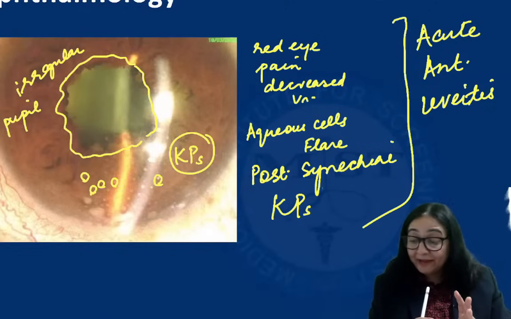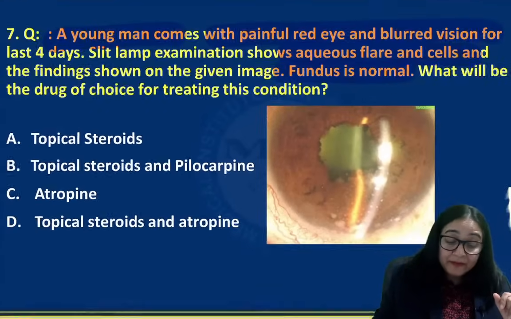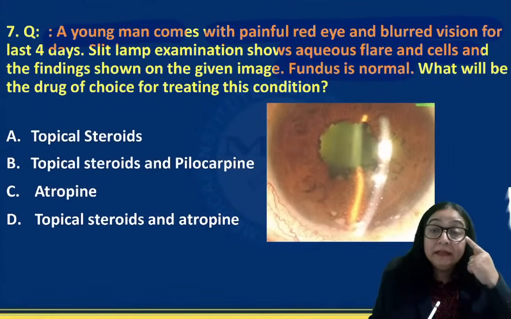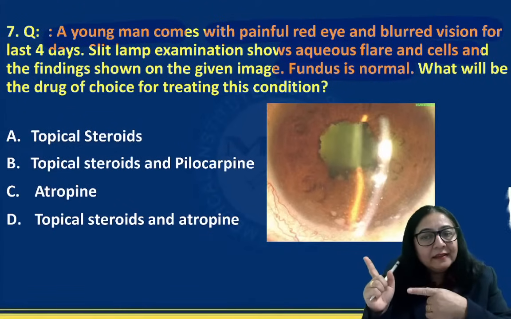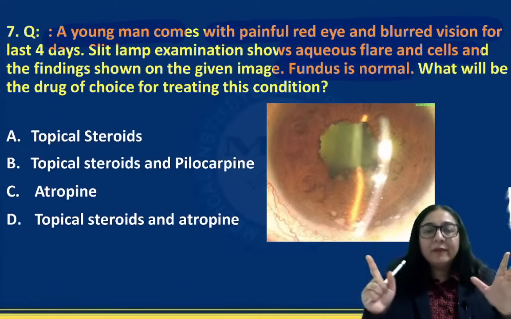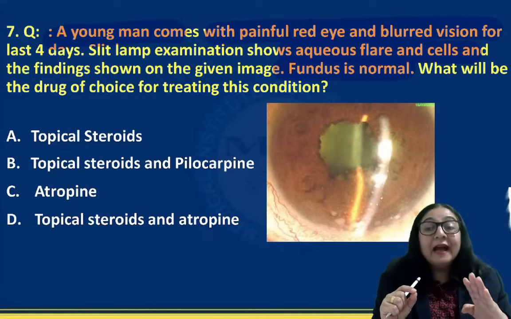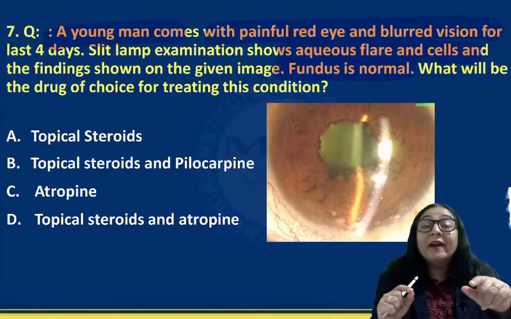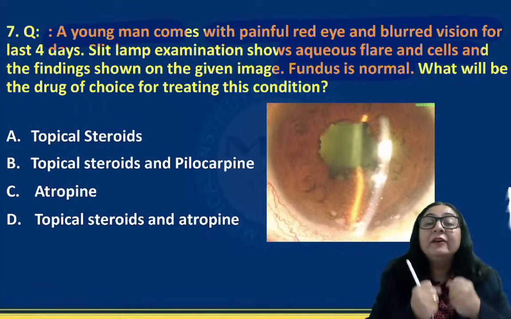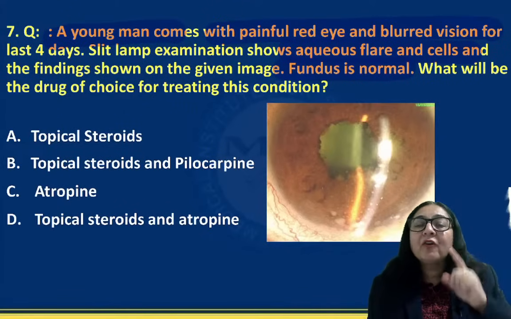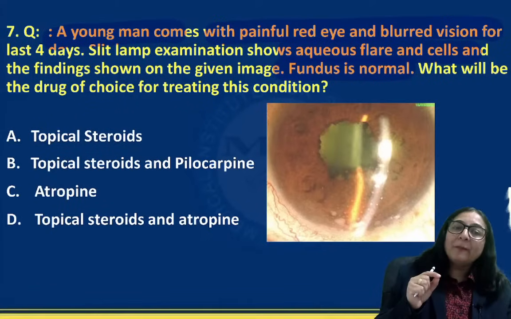Okay. Now coming to the question, what is the treatment, beta? What is the treatment for acute anterior uveitis? It's an inflammatory condition. So why am I saying it is anterior uveitis? Only because fundus is normal, everything else is normal. So here, even the eye drops will be sufficient. What kind of eye drops do you want to give? You want to give eye drops which will control the inflammation. And what are the strongest anti-inflammatory drugs? Steroids. So you will give topical steroids.